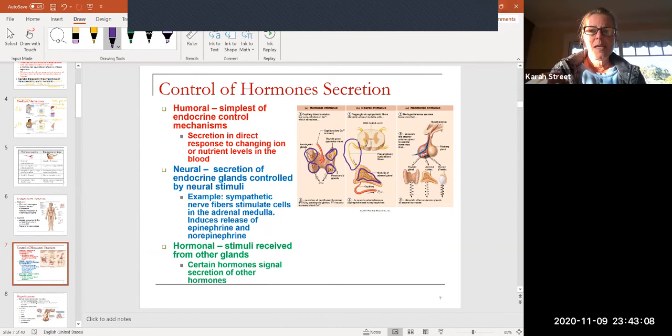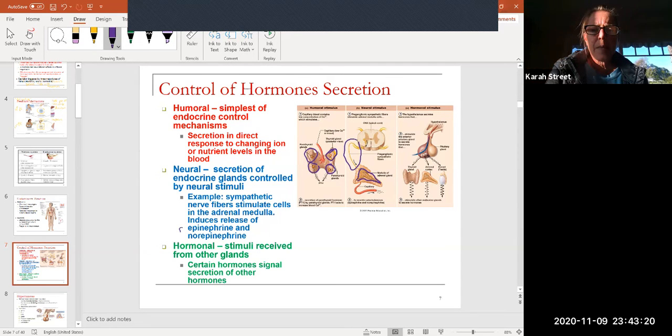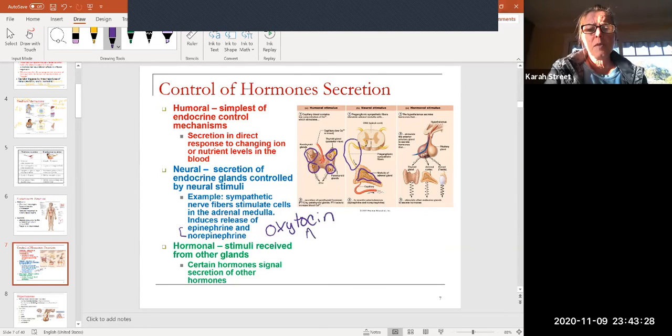Sometimes neurons dump their neurotransmitter straight into the bloodstream, and then that technically means it's no longer a neurotransmitter, it's a hormone. So epinephrine, norepinephrine are examples. Oxytocin is another one. And so is a hormone called ADH that I'll be telling you about, not today, but as I continue this lecture on another day.